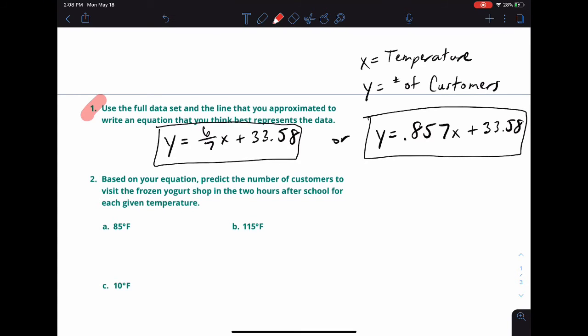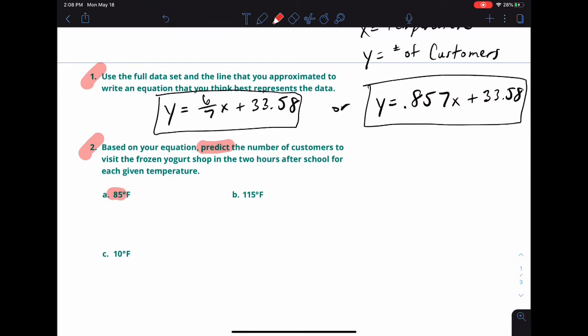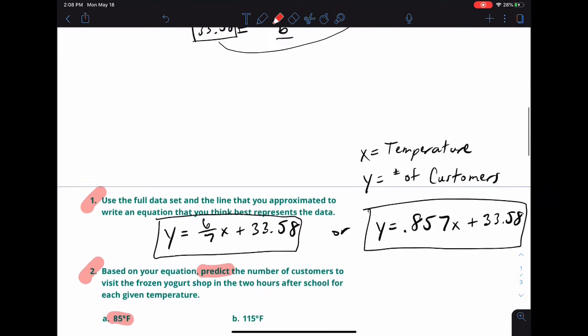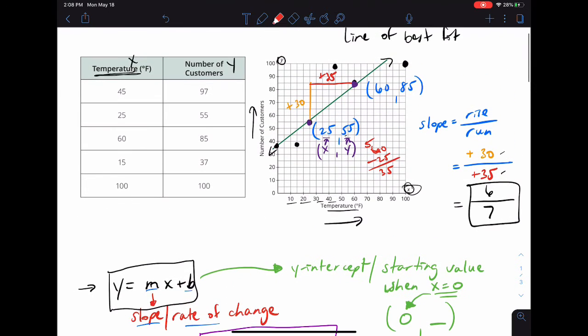All right, so we just did number 1. Now we're going to do number 2. Number 2 says, based on your equation, predict the number of customers to visit the frozen yogurt shop in the 2 hours after school for each temperature. So if the temperature is 85 degrees, which we don't have in our table.